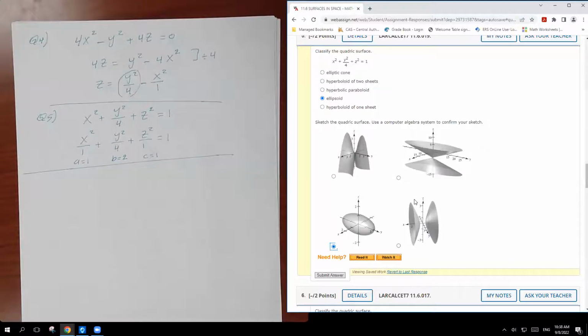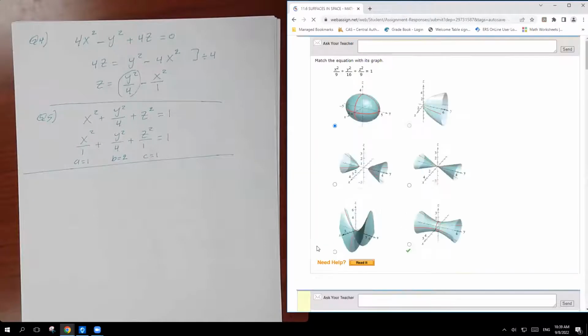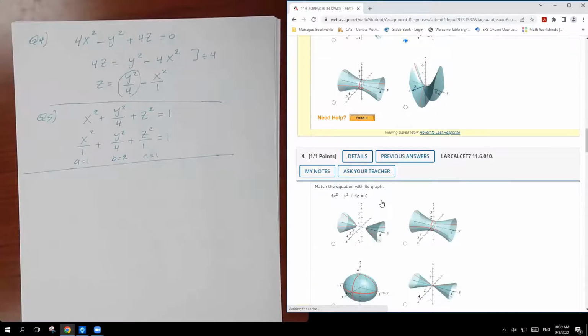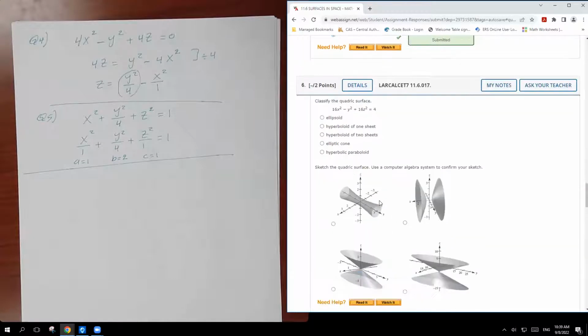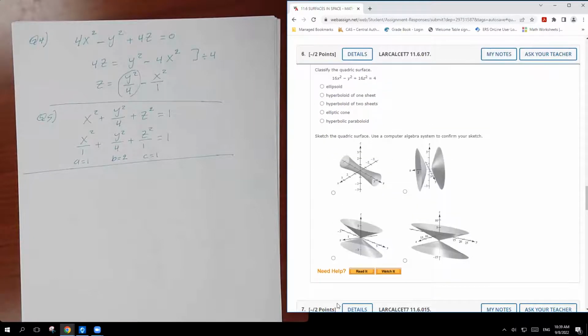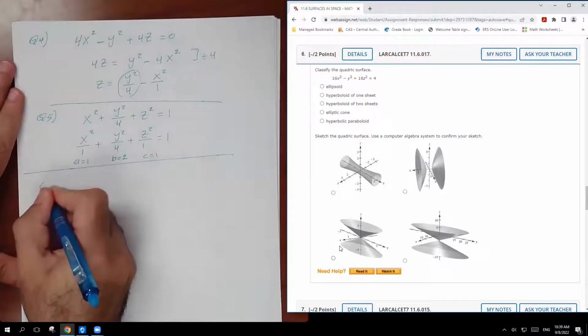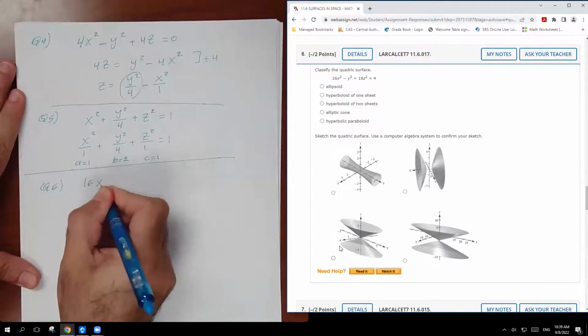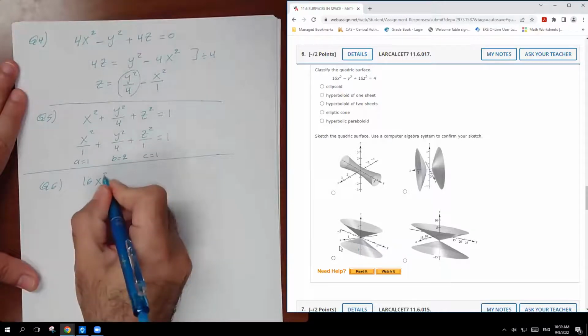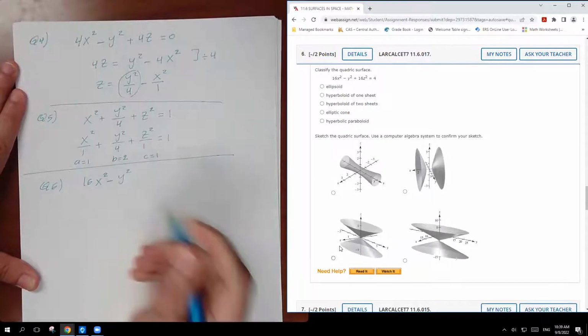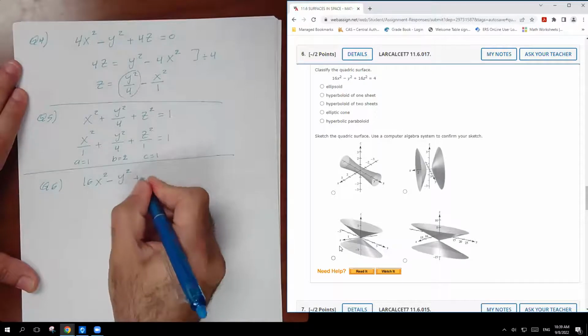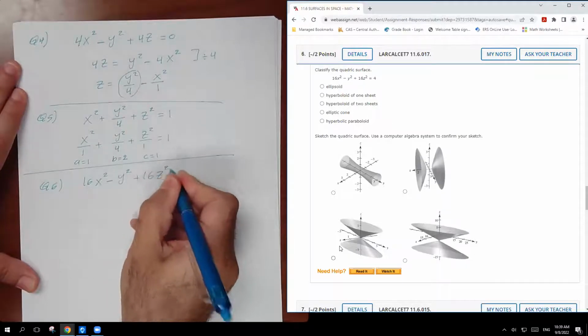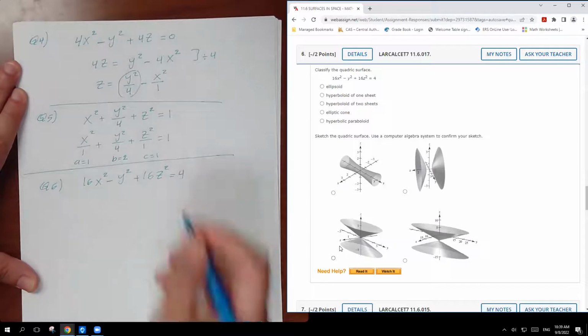This is question 5. Let's go to 6. Example 6. We have 16x squared minus y squared plus 16z squared equals 4.